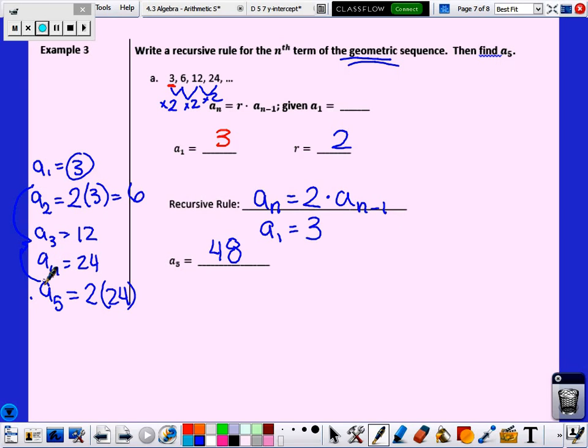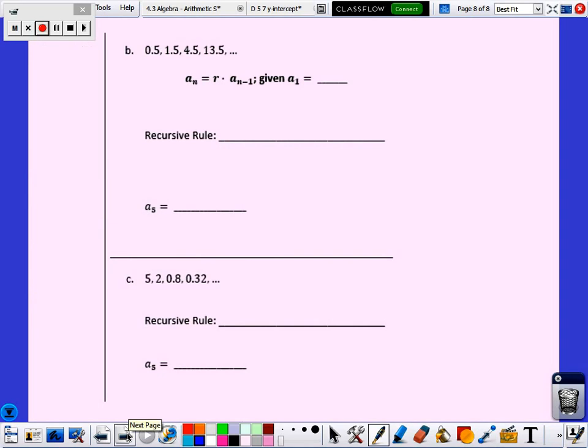Okay, let's look at example 3b. For example 3b, we're doing the same exact thing. So we need to figure out what my r is and what my first term is. Well, I already know, and I can write over here, a sub 1 is 0.5. So what's r? How do I get from the first term to the second, second to third, third to fourth? What am I multiplying by?